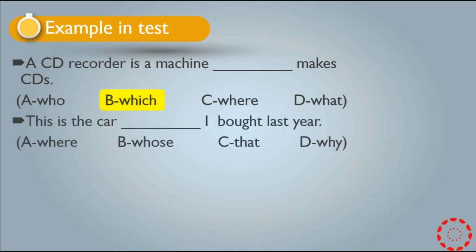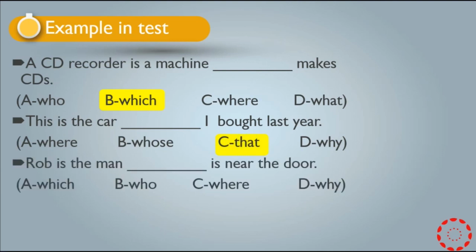And this is the car. So which one is correct? Where? No. Whose? No. Who? No. Which or that, because there is no who. And as I mentioned before, that's also correct. So you can say this is the car that I bought last year.